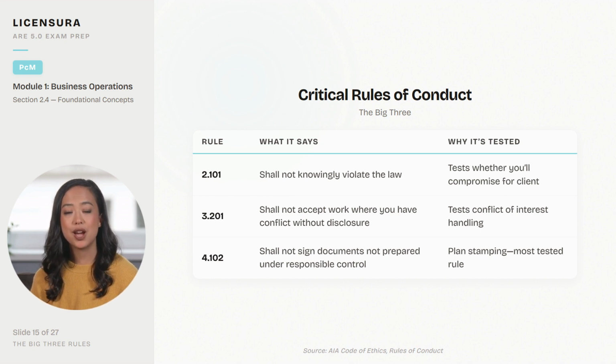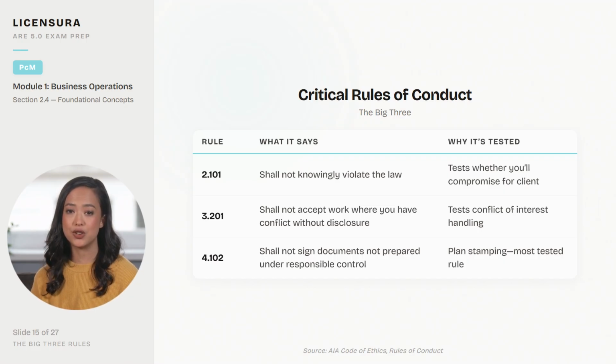Rule 2.101. You shall not knowingly violate the law. Sounds obvious, right? But the exam tests whether you'll compromise this when a client pressures you. "Just skip the accessibility requirements. Nobody's going to check." That's a Rule 2.101 scenario.